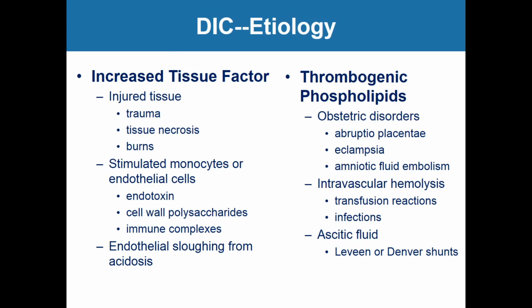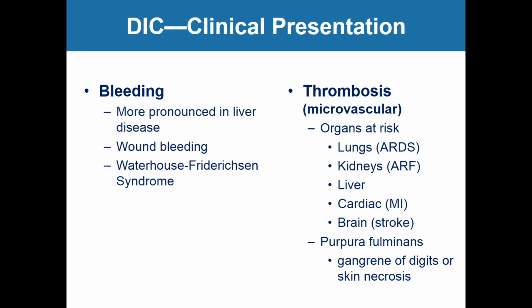Intravascular hemolysis, such as seen in transfusion reactions, such as in major ABO incompatibility, or infections resulting in intravascular hemolysis, can also promote the release of thrombogenic phospholipids and acidic fluid. Patients who have DIC can present either with bleeding or with thrombosis. And sometimes if it's low-grade compensated DIC, such as in the setting of somebody with mucin-producing adenocarcinoma, such as pancreatic cancer, there may be neither bleeding or thrombosis.